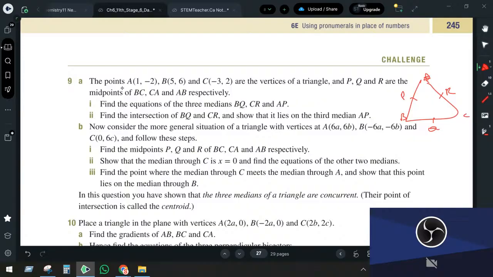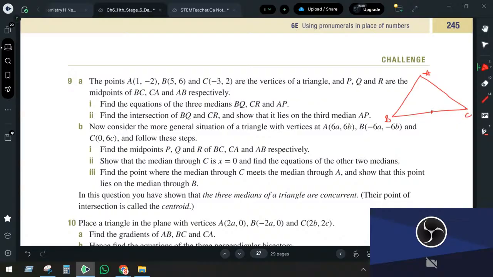Median. Do you know median? I should write here. Like the average? Oh no, not the average. The middle. Can you repeat? The median is the middle. Median is the middle only, right? But what is the median of this triangle? This is A, this is B, this is C.